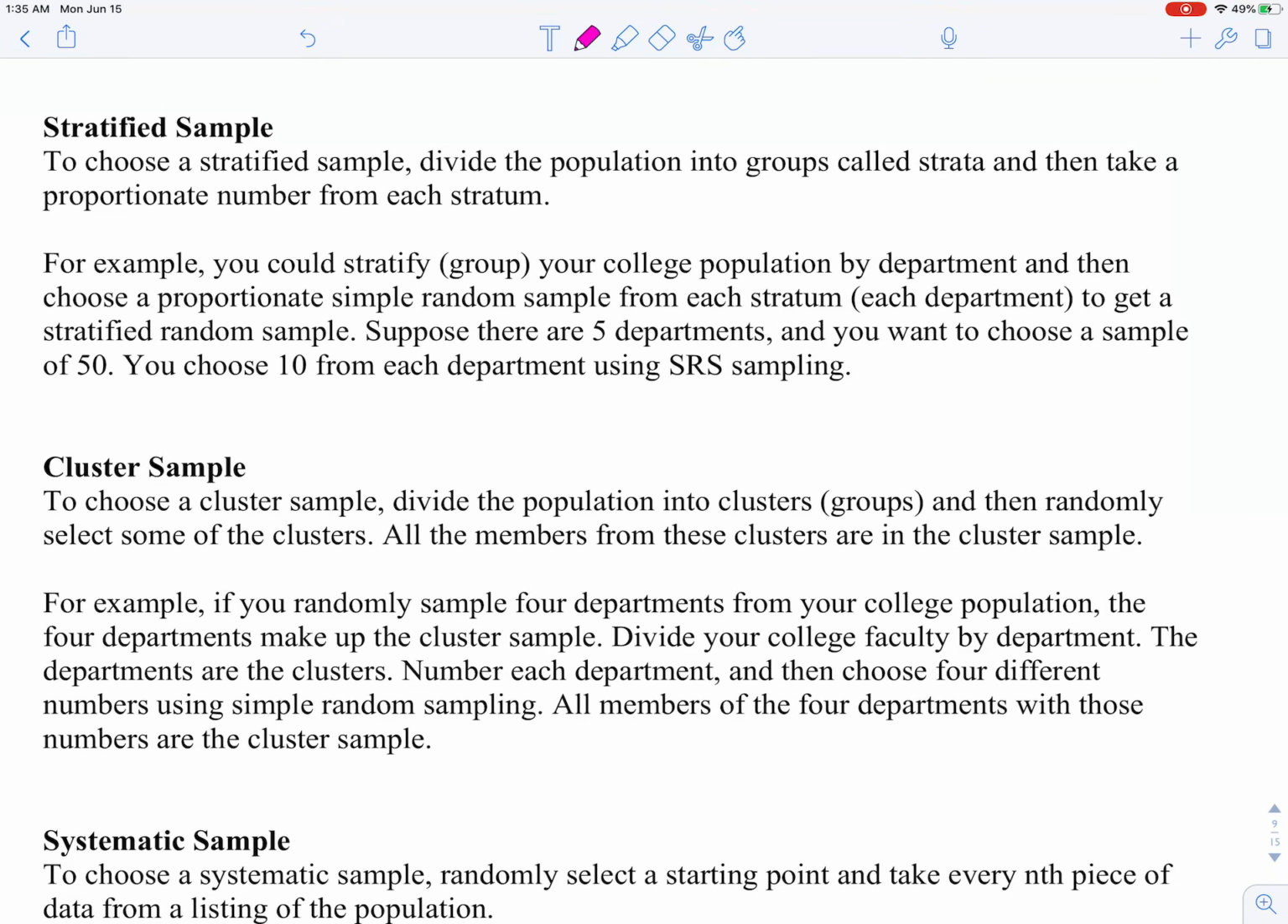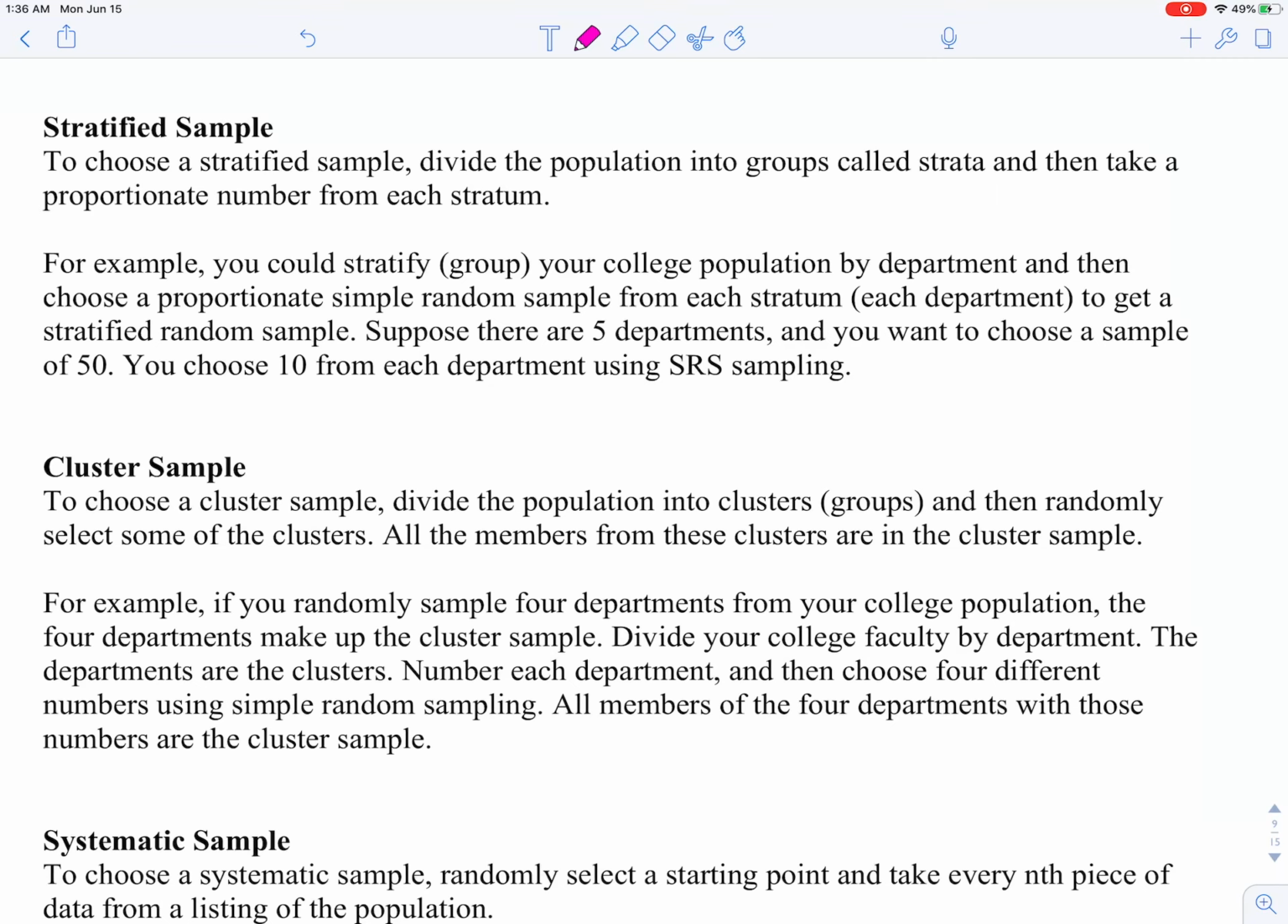All right, now we have another type of sampling here, and these sampling methods are important to know. We next have what's called a stratified sample. Again, let's let the words help us define them. So stratified, strata, if you remember that word, like the stratosphere, it's the layer of gases in our atmosphere. The strata of the earth, the different layers of the crust of the earth and all that. So to choose a stratified sample, divide the population into groups. That's your strata, that's your layers. And then take a proportionate number from each stratum.